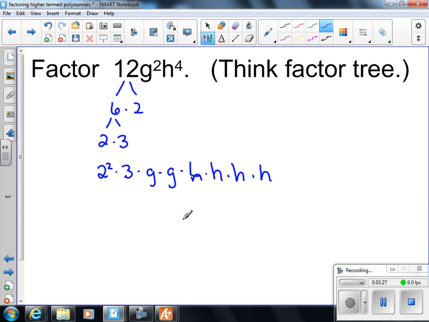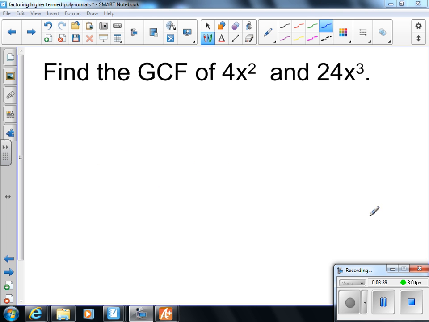Now the reason we do this is because we try to find common factors when you have more than one term. Okay, any questions on this? All right, now let's apply that principle to finding the greatest common factor of those two terms, 4x squared and 24x to the third. So break 4x squared down.